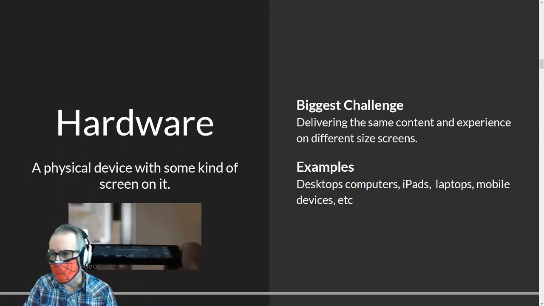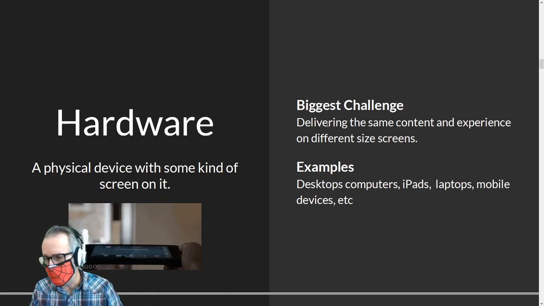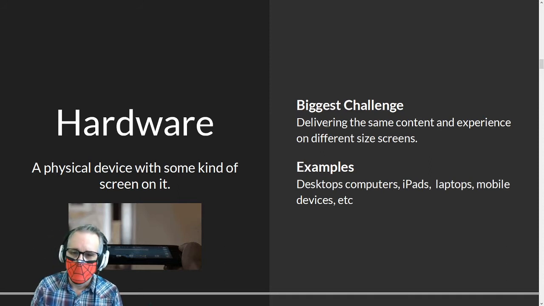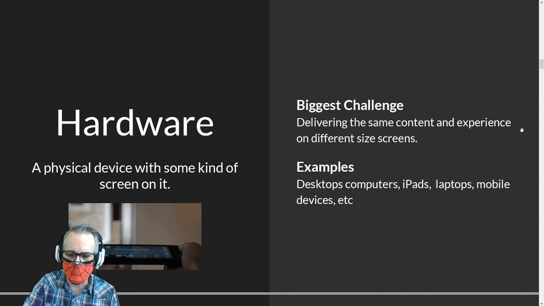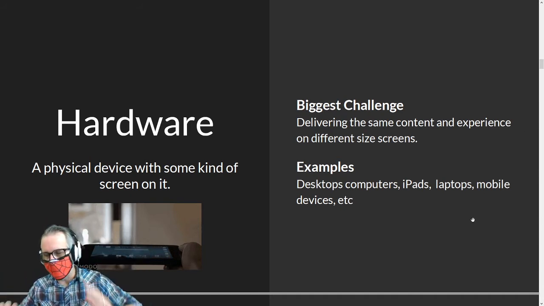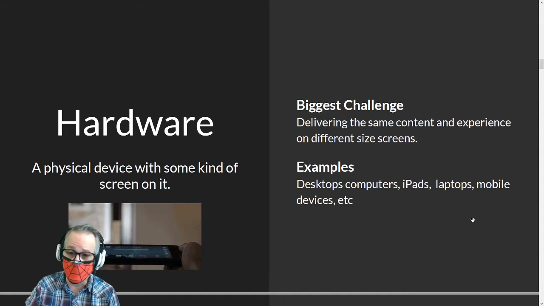Hardware. You're using hardware right now, a physical device with some kind of screen on it. Your biggest challenge is delivering the same content and experience on a different size screen. Some people are going to be browsing the web on their phones, some on a laptop or an iPad or a tablet, or a big desktop with 4 screens on it. So you have to make your website usable for all those different devices.